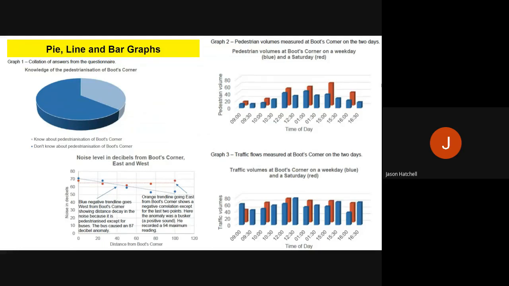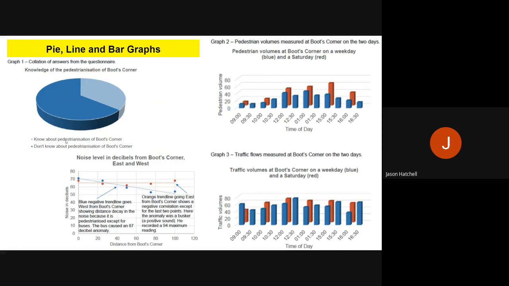So we can see graph one on the top left here is a pie chart. Now this pie chart represents pedestrians on Boots Corner, and the question in the questionnaire asks them whether they know about pedestrianisation or do not know about pedestrianisation. And that's a really simplistic piece of data that can be put into a pie chart quite easily because it's a yes or a no answer.